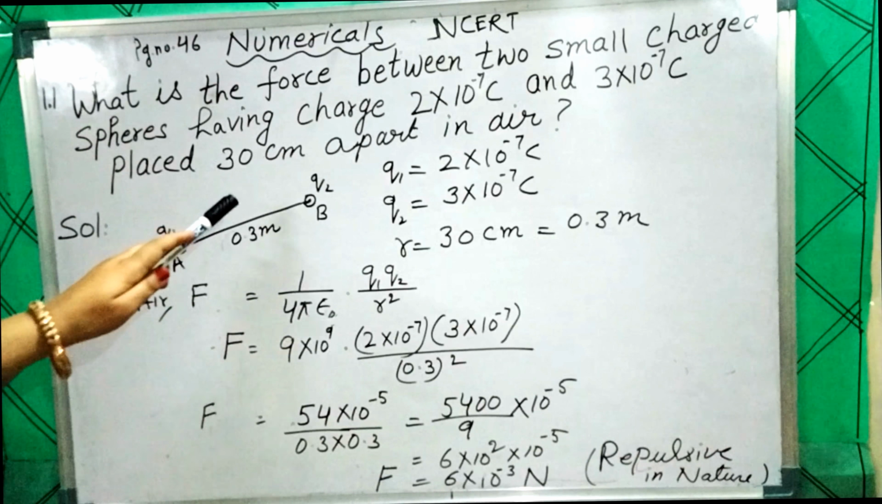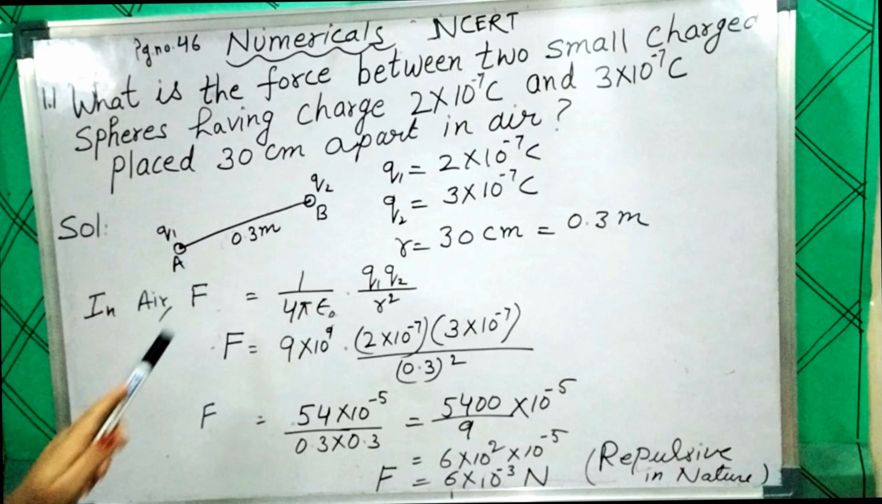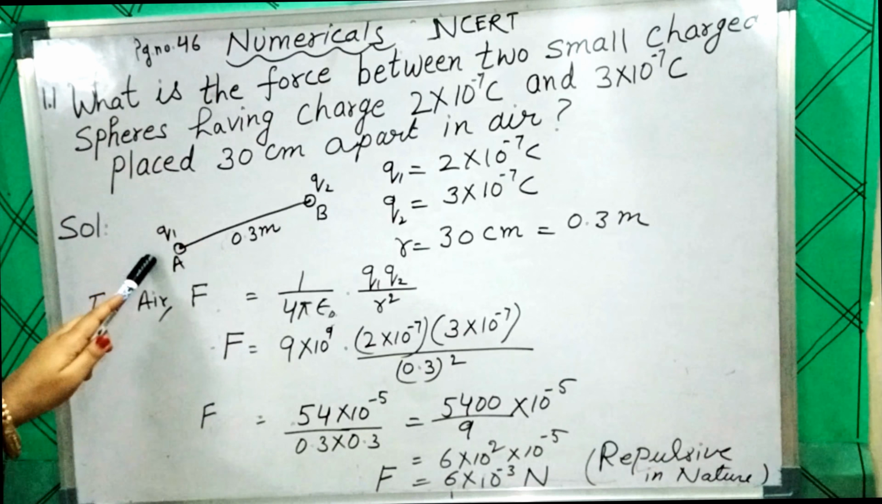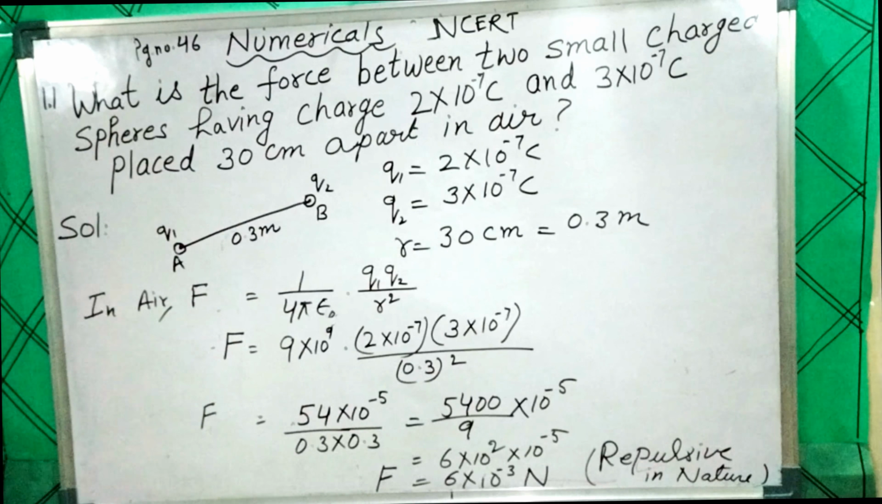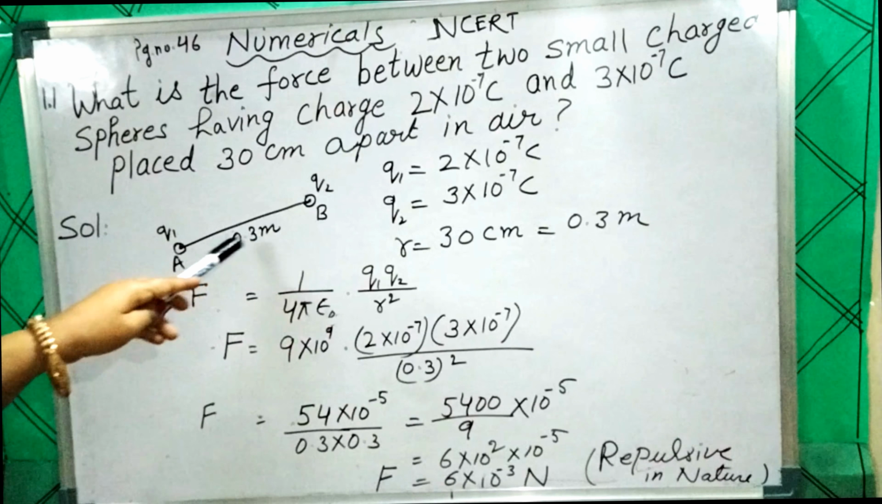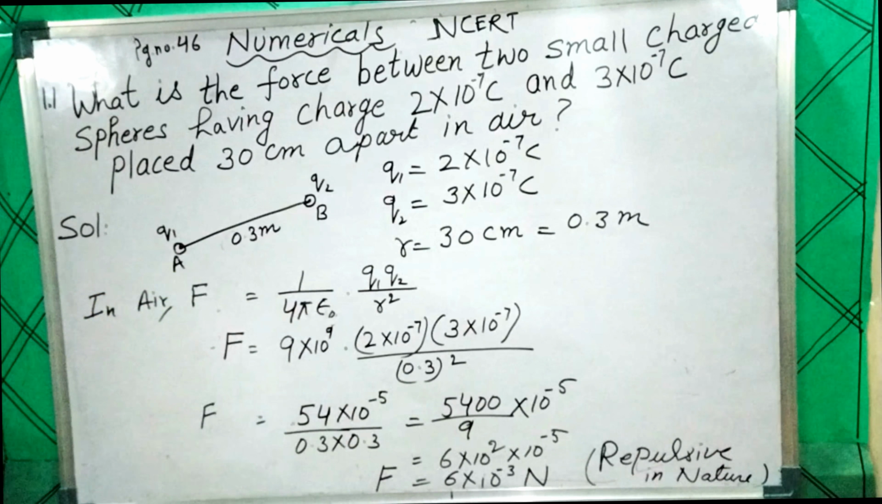Q1, Q2 placed at points A and B. Q1 is 2 into 10 to the power minus 7 coulomb and Q2 is 3 into 10 to the power minus 7 coulomb, and the r is 0.3 meter.